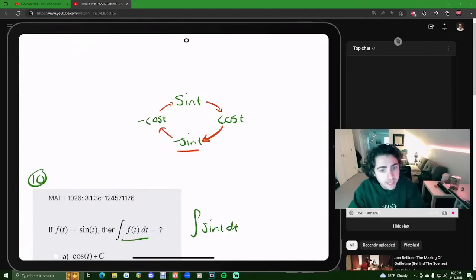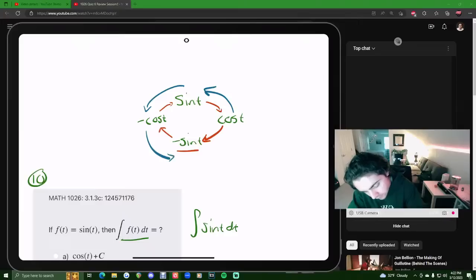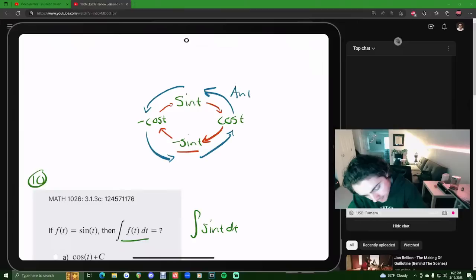Likewise, if you're finding antiderivatives, the cycle works as well, just backwards in the opposite direction, right? So the antiderivative of cosine is sine. Antiderivative of sine is cosine. Antiderivative of negative cosine is negative sine. Antiderivative of negative sine is cosine. So these are all the antis.